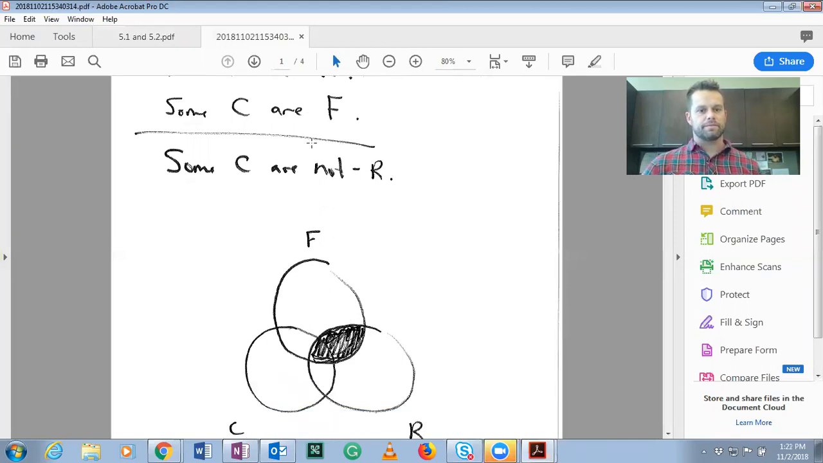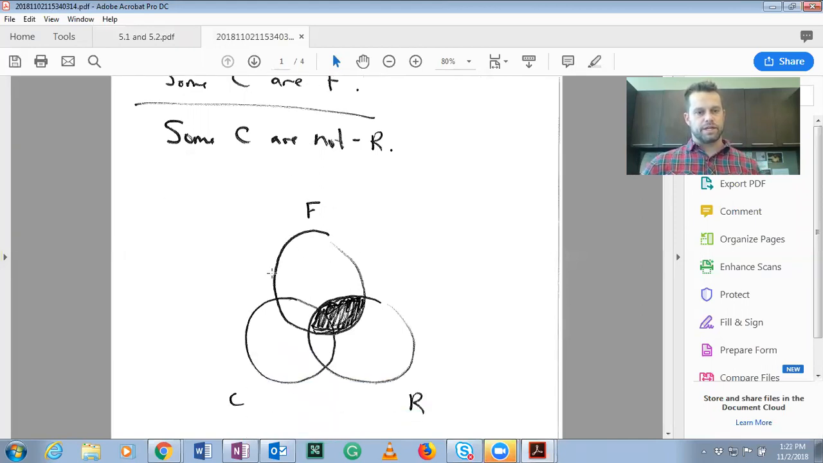So no F is R. In order to shade an E-form statement, we look at the F circle and the R circle. We forget the C circle. Remember, when you shade, you create emptiness. You create nothingness. So if no F's are R's, then we need to shade the middle between the F and the R circles so that the only F's that exist are out here. Now the F's here are C's, and the F's in this region are just F's. But notice that there are no F's that are R's.